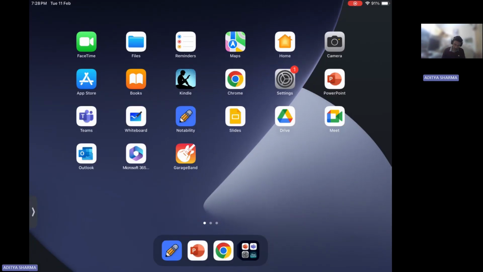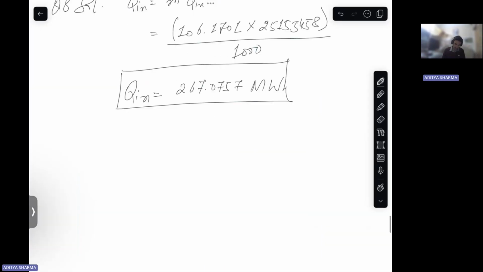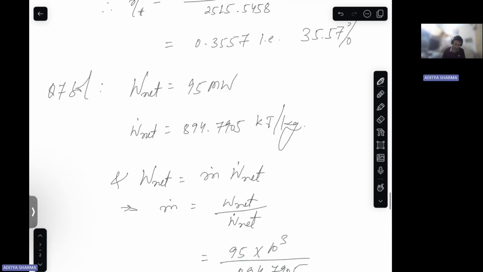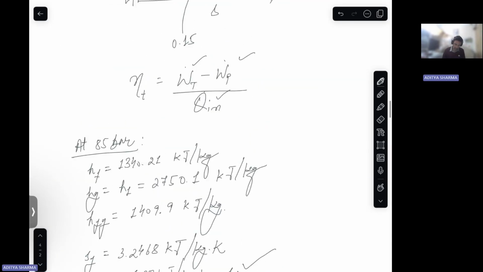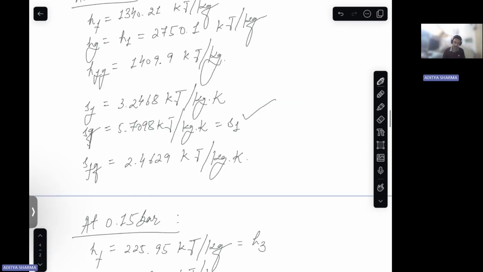Now moving on to the last numerical of this lecture. Question number 9. Now it asks for heat transfer from the working fluid in the condenser. So that heat which is being rejected, how can we calculate that? So the same way, Q out is m dot. So heat rejected is from which state to which state? This is when we move from state 2 to state 3. So heat is being rejected.